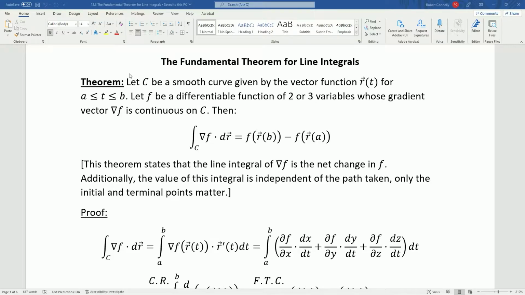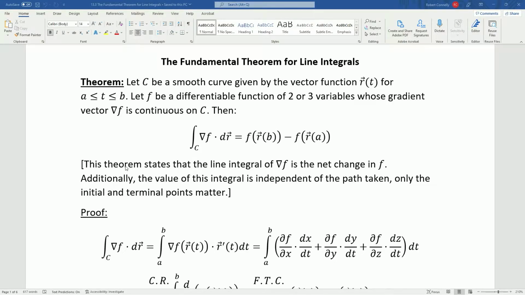So theorem, let C be a smooth curve given by the vector function r of t for t from a to b. Let f be a differentiable function of 2 or 3 variables whose gradient vector of f is continuous on C. Then, the integral over C of the gradient of f dotted with dr is equal to f of r of b minus f of r of a.